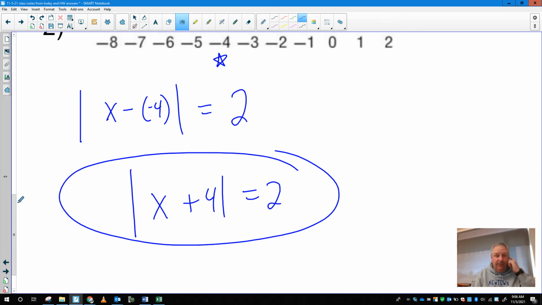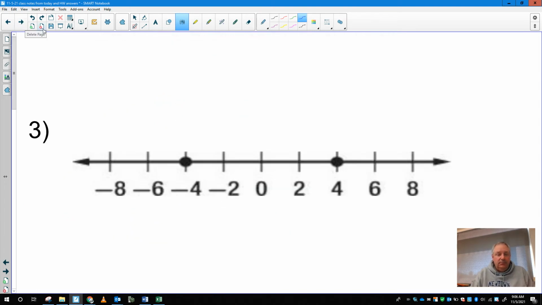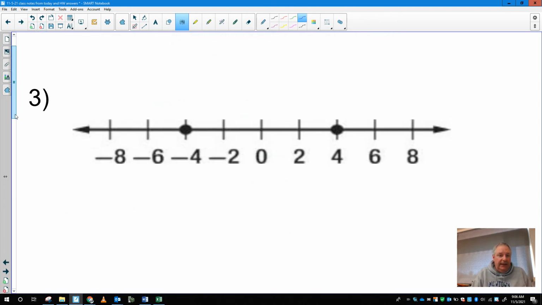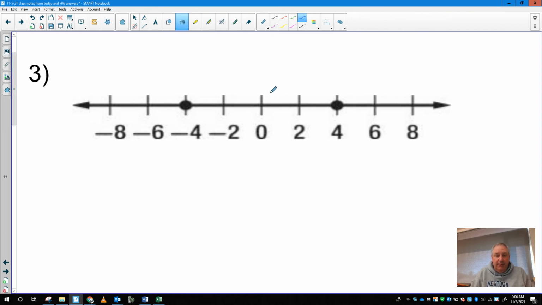All right, number 3. So what do I need? I need 3 things. I need the middle. I need the distance from the middle. So I can find the distance of the whole thing, but I really don't need that. So let's just start with the middle. The middle, I find the average. -4 plus 4 divided by 2 gives me 0 over 2, gives me 0. So 0 is my middle.